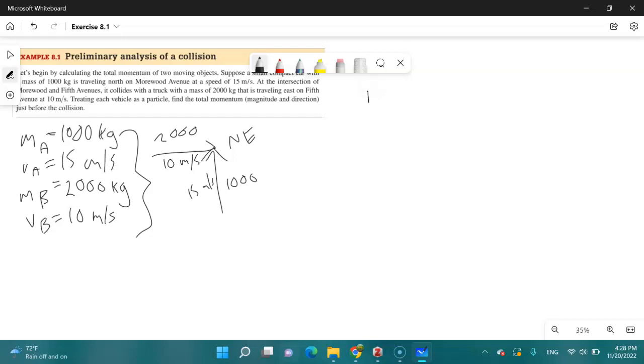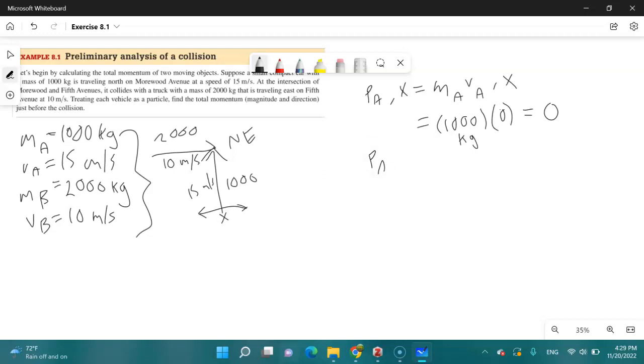So let's start off with the car. To get the momentum of the car in the x direction, of course, we're going to have to get the mass and the velocity in the x direction. So we know that the mass of the car is 1,000 kilograms, but then we also know that the velocity is not going anywhere in the x direction, since it's only moving north. So this is automatically 0, and the momentum of the car in the x direction is 0.